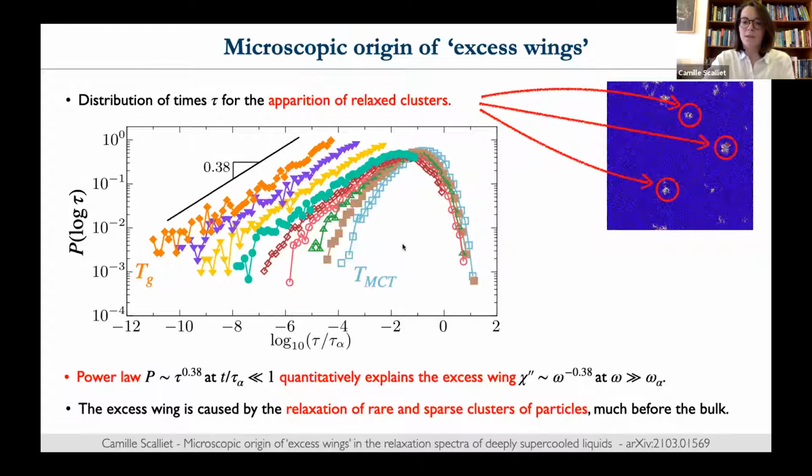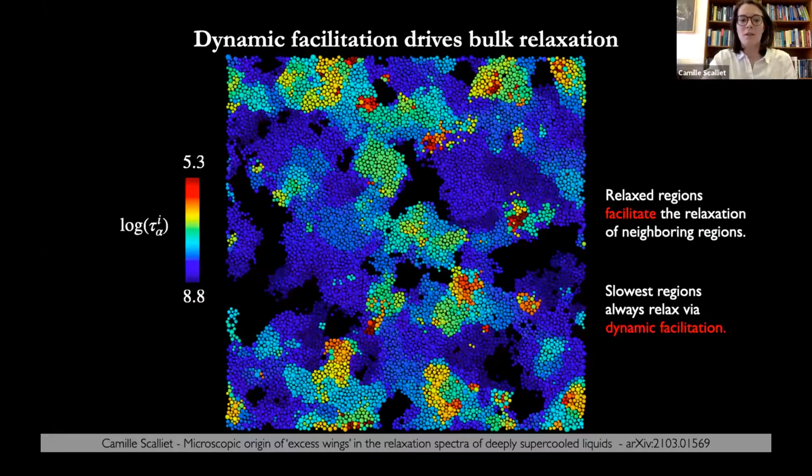So this explains the microscopic origin of the excess swing, and we understand that it's simply due to the very rare and localized relaxation of some regions in the system. However, we now have to explain why this power law in the spectra doesn't continue to much lower frequencies, and why eventually it transforms into a sharper peak. And dynamic facilitation is key to answer this question.